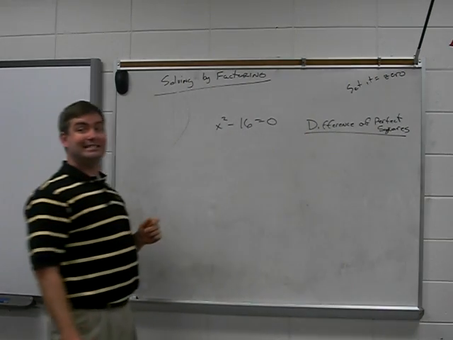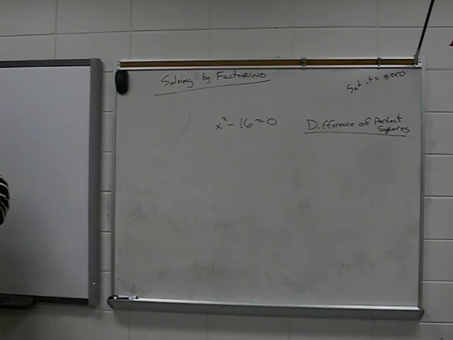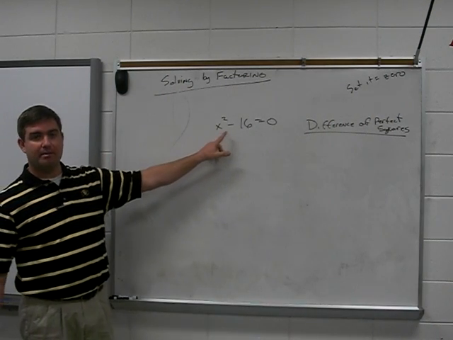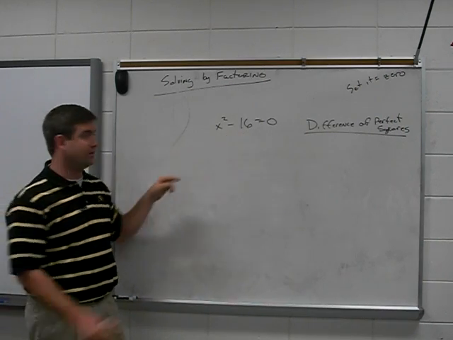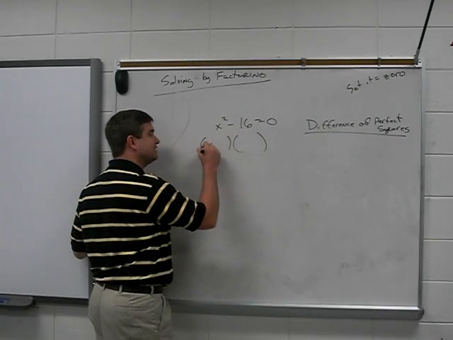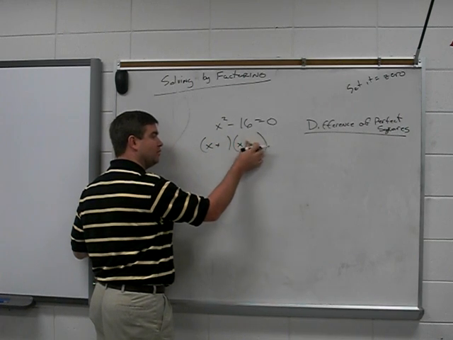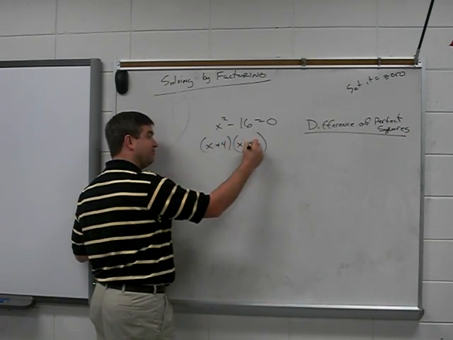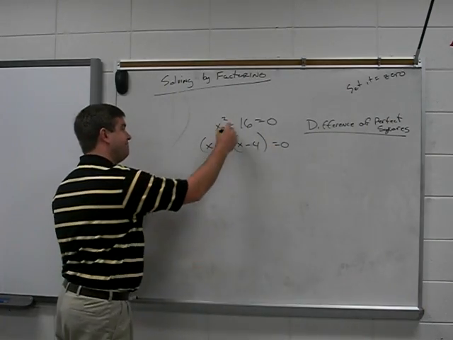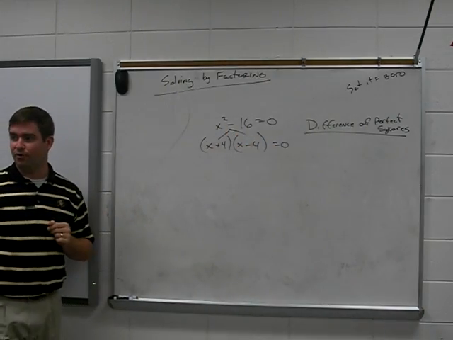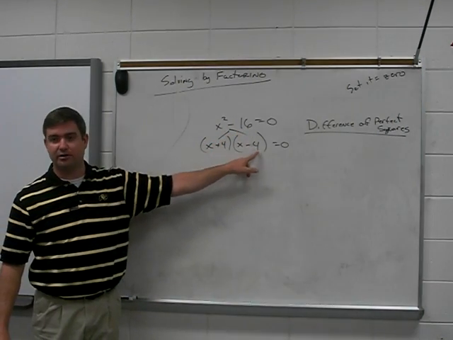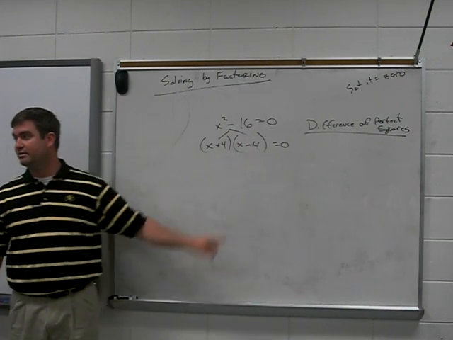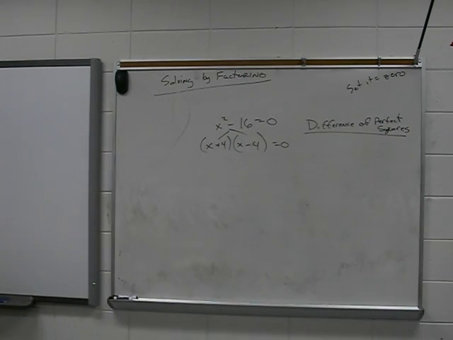The rule is the difference of perfect squares. If I have a perfect square minus a perfect square, the difference of perfect squares, if both of these are perfect squares, then I have a rule that says this factors into x plus and x minus what? 4. x plus 4 and x minus 4. I take the square root, it goes there and there. One's a positive and one's negative. Every single time. The difference of perfect squares.